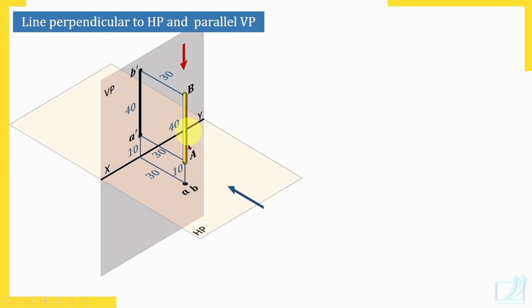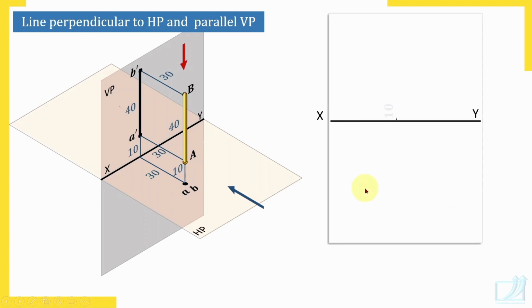Okay, now how do views of this line AB appear on paper? Watch here. This is a piece of paper and here it is XY line. Point A is 10 millimeters above HP, so that is A dash, and 30 millimeters in front of VP, that is A. So front view and top view of point A.